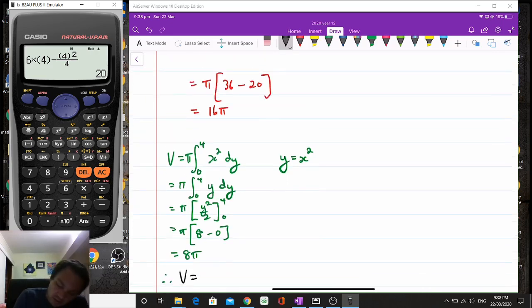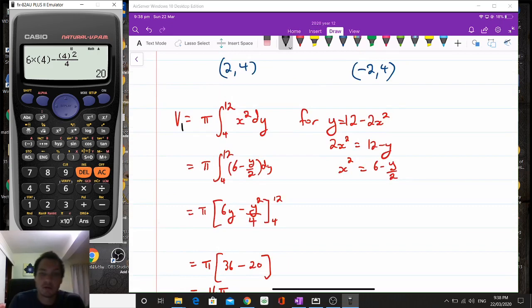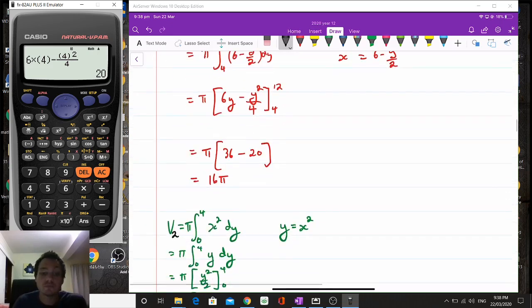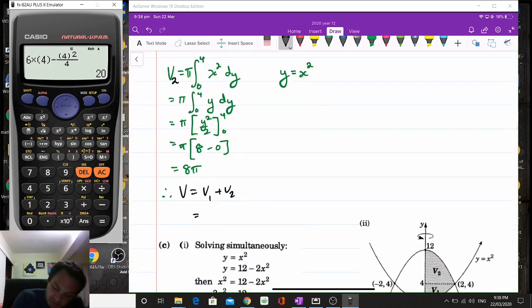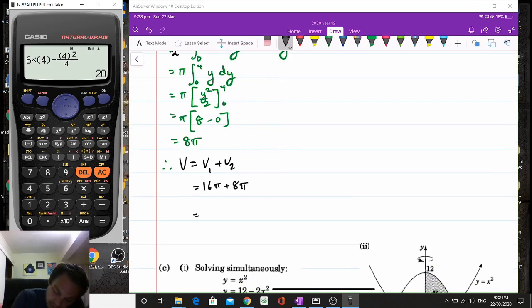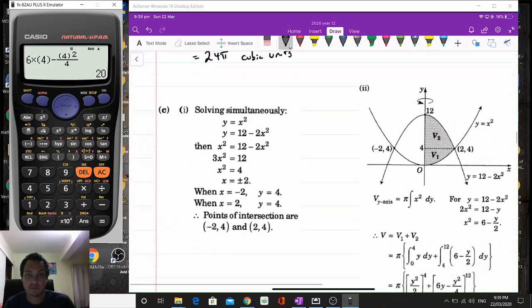is, let's just put this as volume 2, and then put this one as volume 1 for our marker, to know that it's equal to volume 1 plus volume 2, which is 16 pi and 8 pi, and give us our final answer of 24 pi cubic units. Okay, and hopefully we got the same answer, 24 pi cubic units.